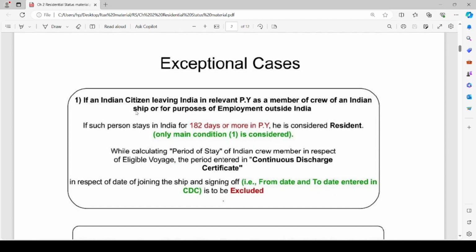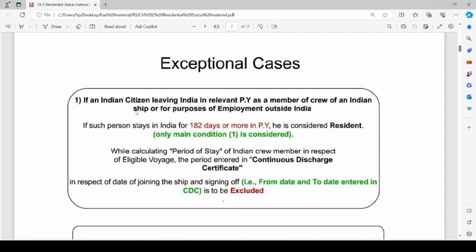An Indian citizen leaving India in relevant previous year as a member of crew of an Indian ship or for the purpose of employment outside India. Here, an Indian citizen is leaving India either as a member of crew of an Indian ship, that is case number 1, or in case number 2, he is leaving India for the purpose of employment outside India. If such person stays in India for 182 days or more in previous year, he is considered to be resident and the tax assessment will be done accordingly.